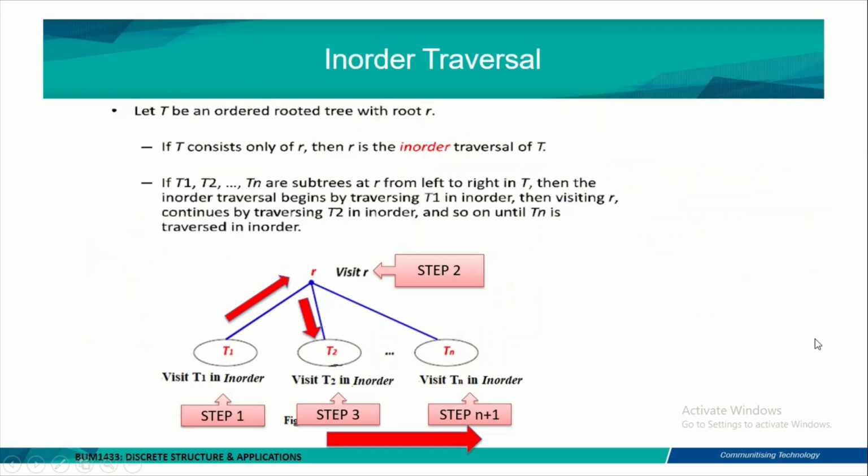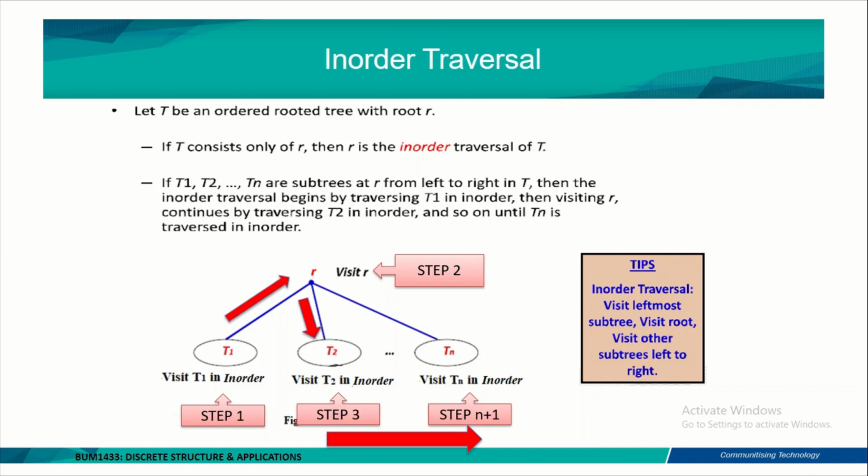Alright, let's see the in-order traversal. For the in-order traversal, let T be an ordered rooted tree with root R. Okay, we just see the tip for the in-order traversal. The tip for in-order traversal is firstly we need to visit the leftmost subtree, and then we visit the root, and then we visit the other subtrees from left to right. So the first step is we visit the leftmost subtree, then the root, and after that we visit the other trees left to right.